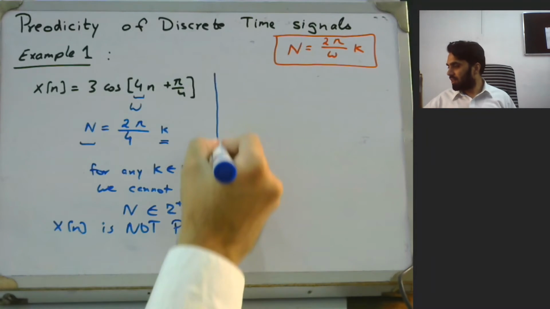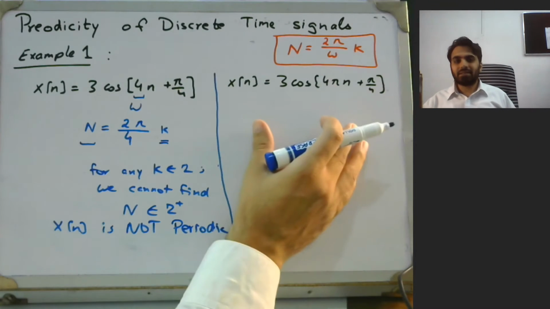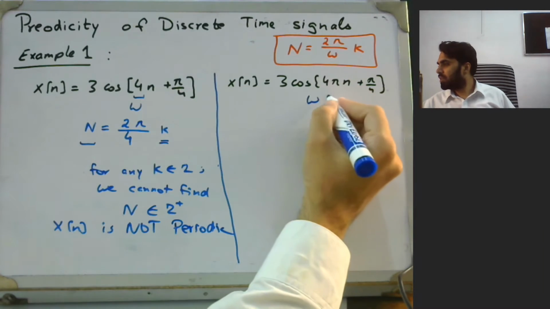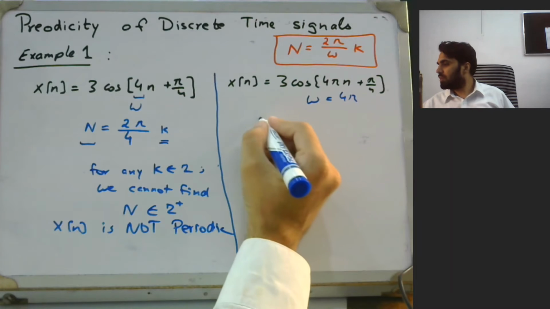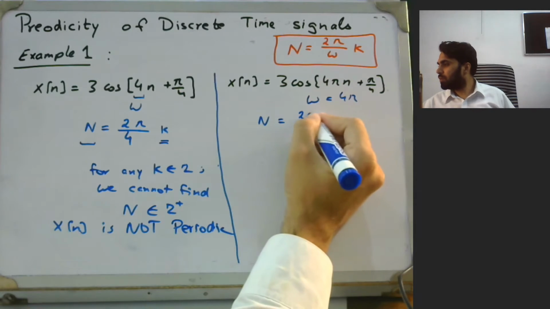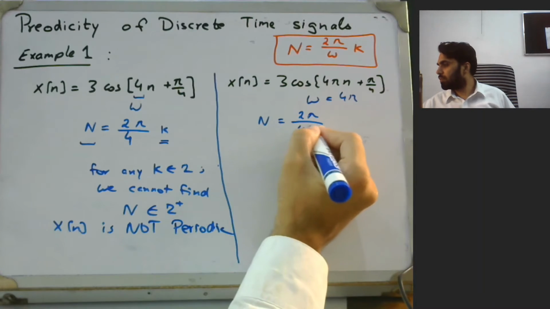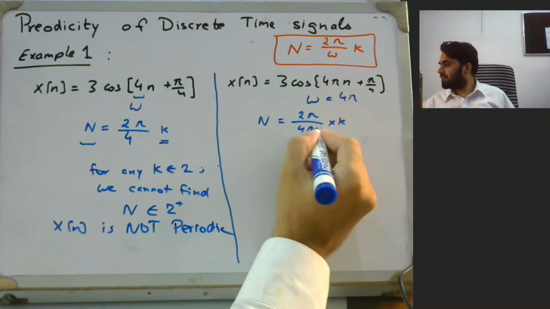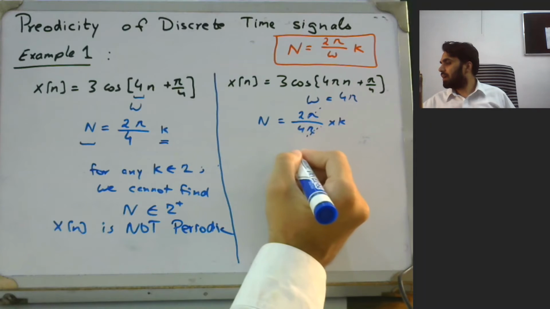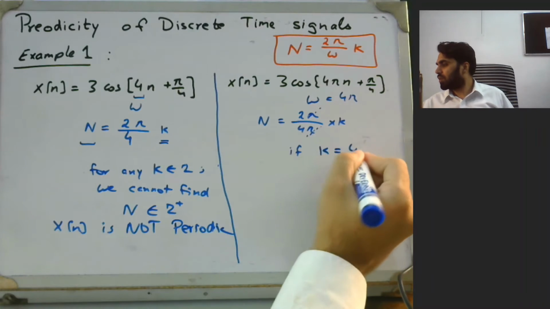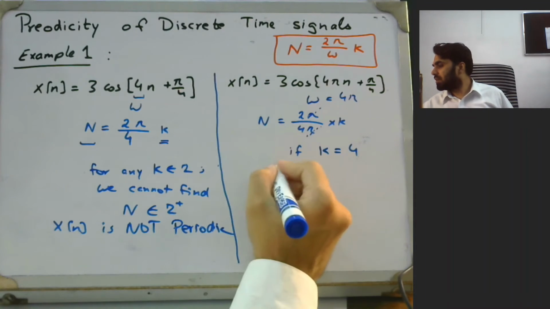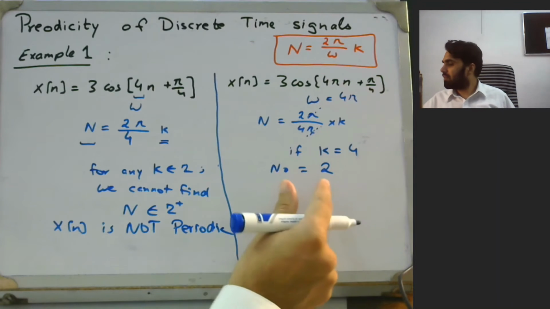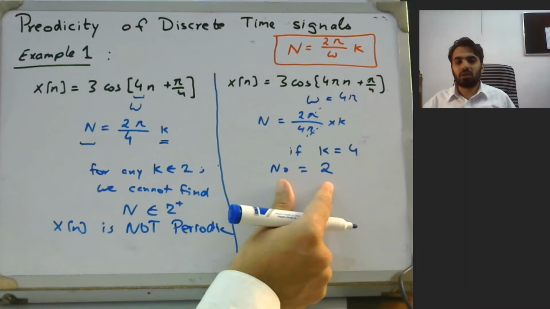Let us take one more example. In this example, we have just added a pi over here. So now our omega is equal to 4 pi. So this would mean that N is equal to 2 pi by omega, that is 4 pi, times k. And this pi would cancel with this pi, and if k is equal to 4, we would have N naught equal to 2 in that case. That is our fundamental integer period N naught is equal to 2.